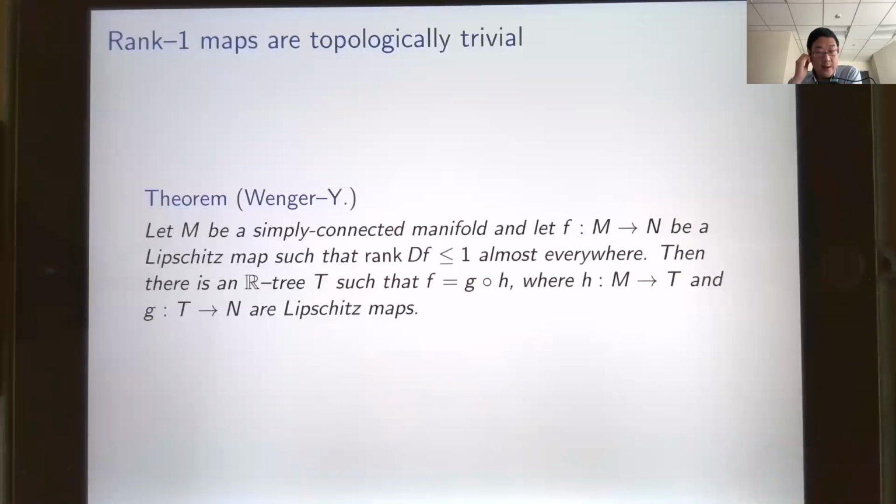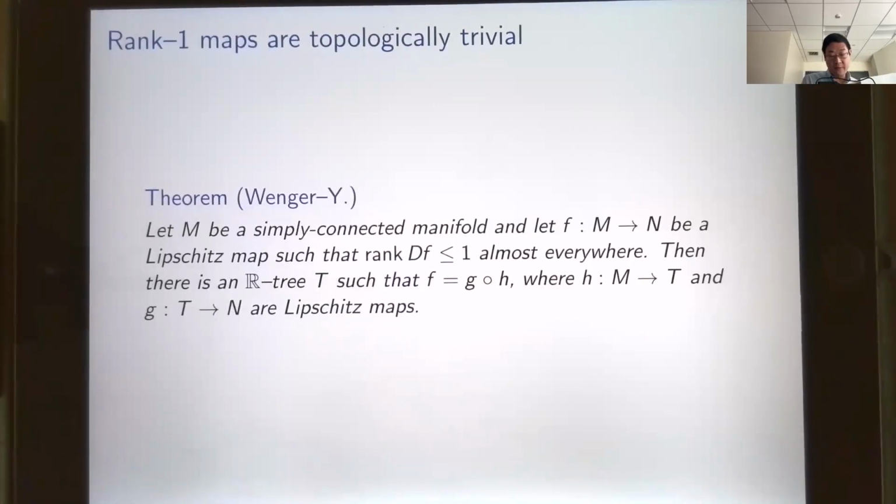But then you can ask, okay, oh sorry, I should say, why does the map have to factor through a tree? Well, roughly the reason is that while Lipschitz maps don't have to satisfy Sard's theorem, while the image doesn't have to have measure zero, Lipschitz maps kind of do have to satisfy Stokes's theorem.